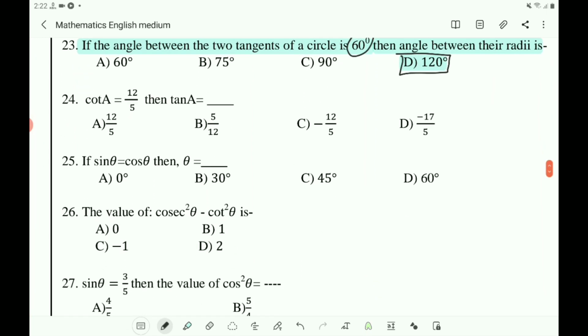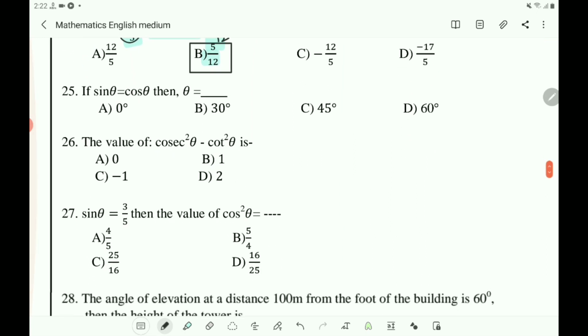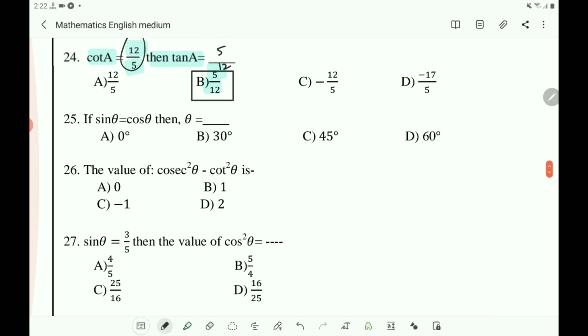Next you take the question number 24. Cot A equals 12 by 5, then tan A equals. You know that cot A and tan A are reciprocal of each other. If cot A is given, then tan A is the reciprocal of it, that is 5 by 12. So then what is the answer? Option B is the answer. Note down the answer. You must know that cot A and tan A are reciprocal of each other. Then you take the next question.